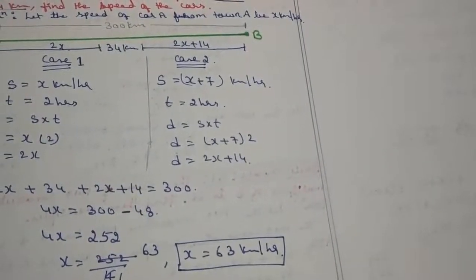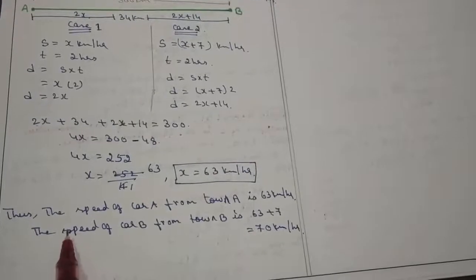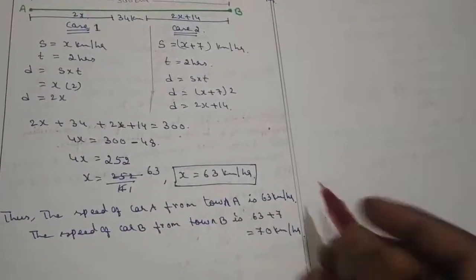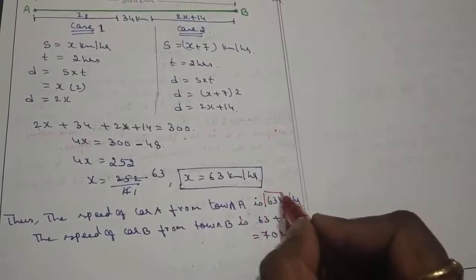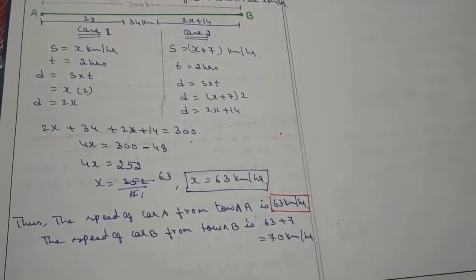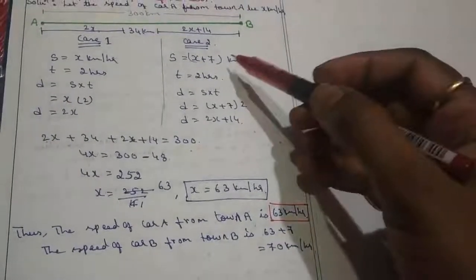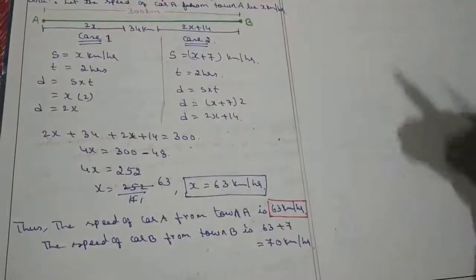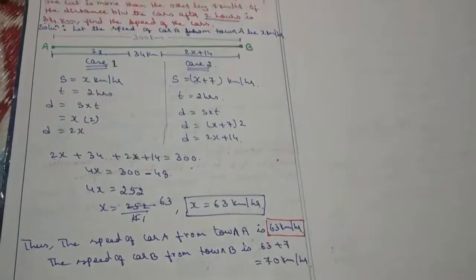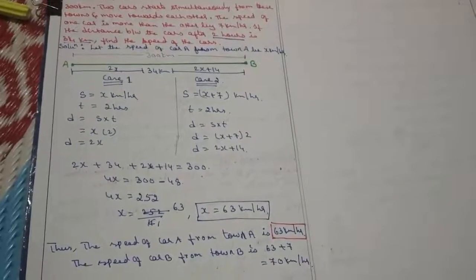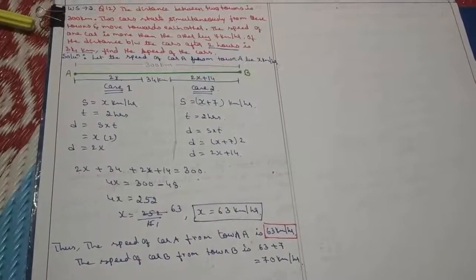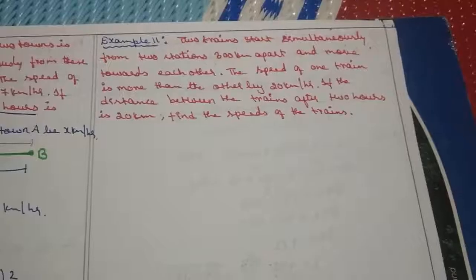So we'll write the conclusion now. Thus the speed of car A from town A is 63 kilometer per hour and the speed of car B from town B is 70 kilometer per hour, which is 7 kilometer per hour more than the previous. So 63 plus 7 equal to 70 kilometer per hour. We have the same situation question in the example also, we'll do it now.